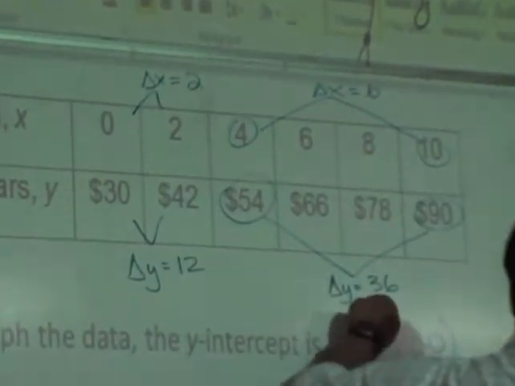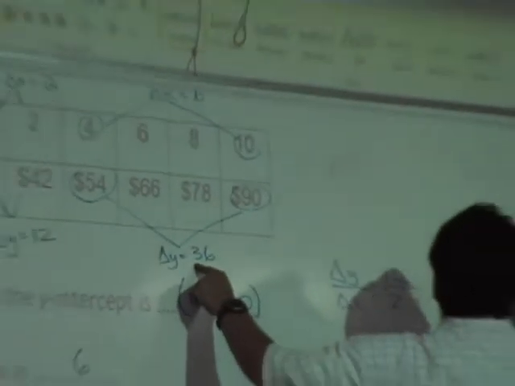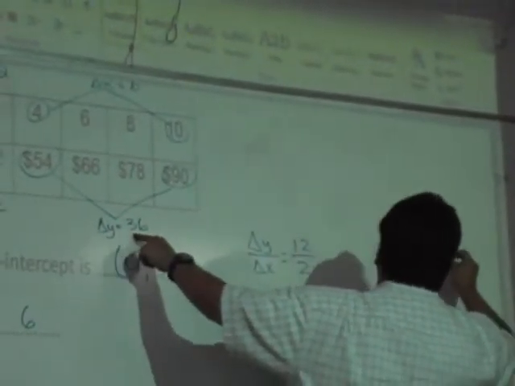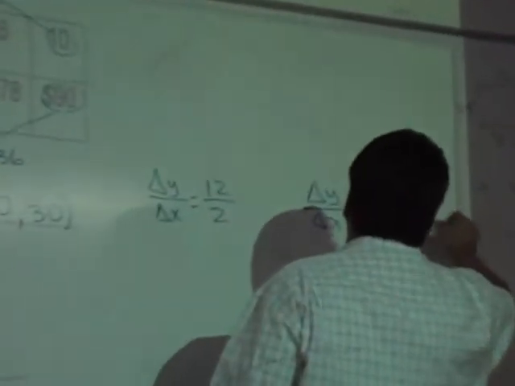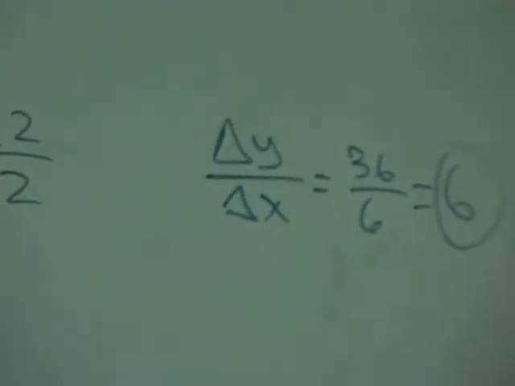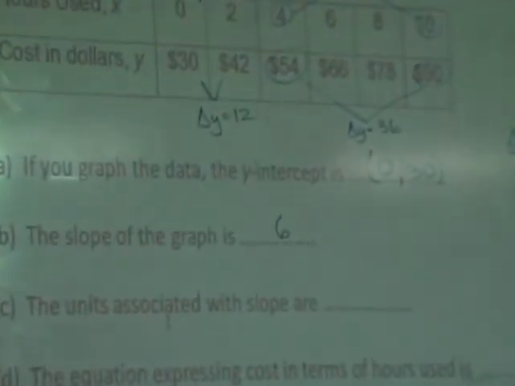Alright, so let me figure out my slope. The slope would be delta y over delta x. What would that give me? 36 over 6. What does that equal? 6. Same. Just a matter of which points you select. If I give you a question like this where I'm asking for slope, I promise I'll give you a linear function. The slope of the graph is this.